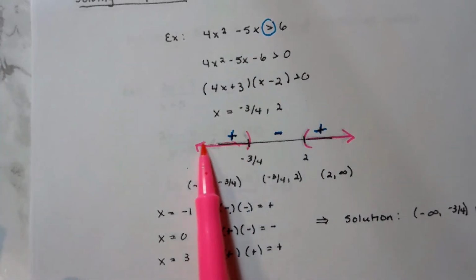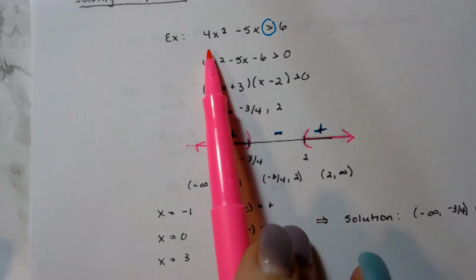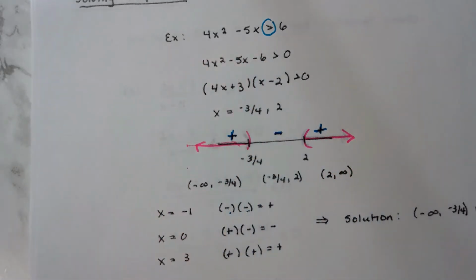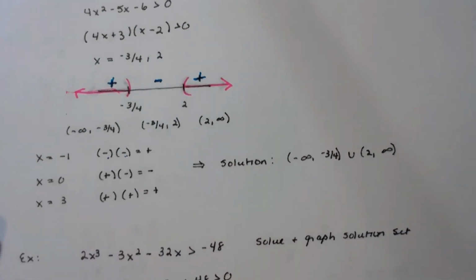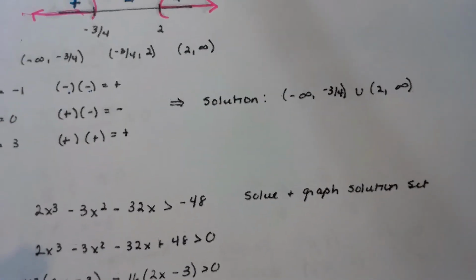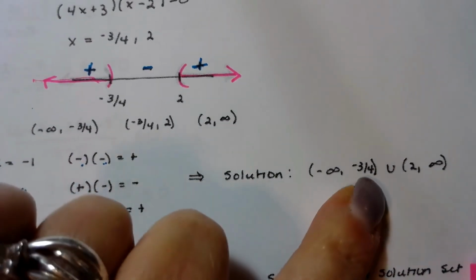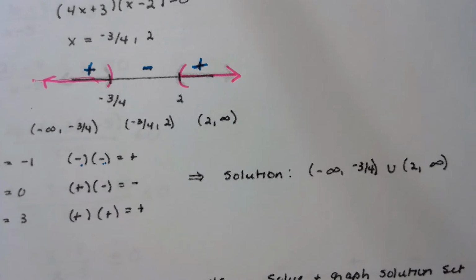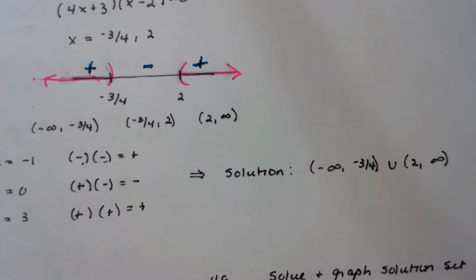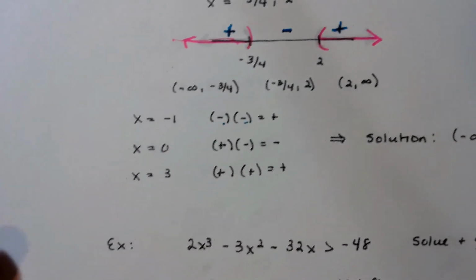If I take any number from this interval or this interval and plug it in here, the left side will equal the right side. Okay, if I want to write it as a solution set in interval notation, well, that's easy too. All I have to do is jot down my intervals and put a union in between them.